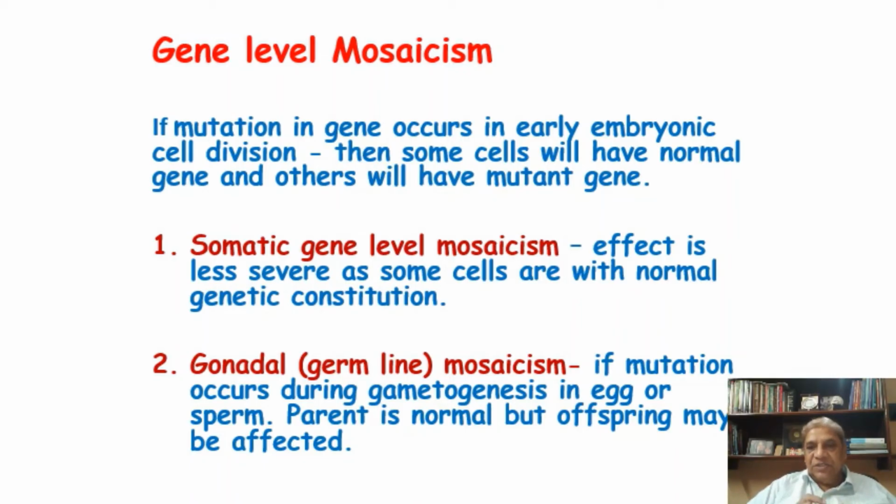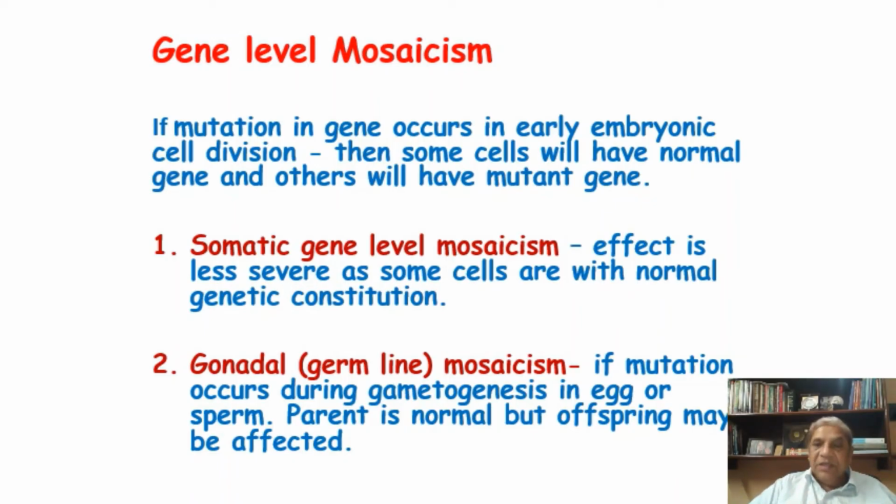That means the sperm or ovum will be abnormal, because it is having a defective or mutant gene. And the offspring or the child which will be born because of this mosaicism will be having the defect. So he may be affected. Offspring may be affected, but the parents are normal.